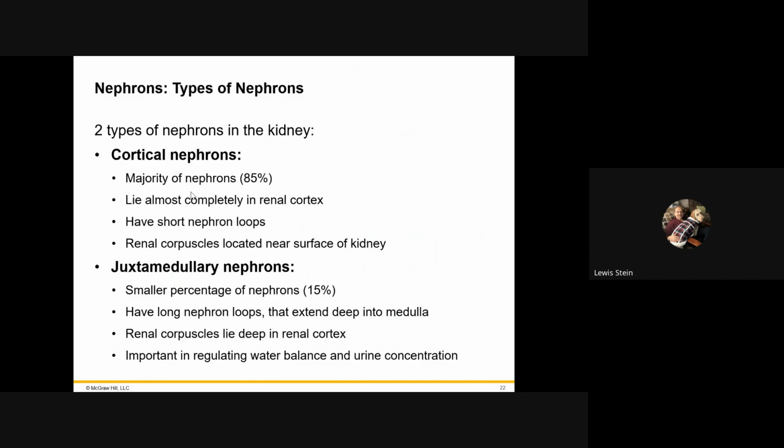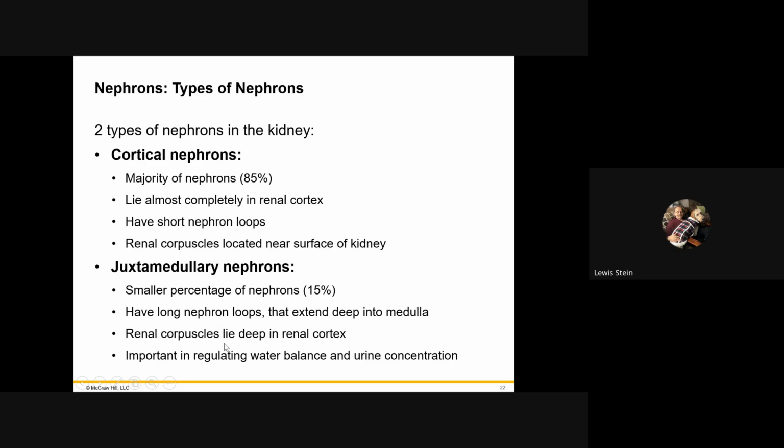Nephrons, you have a cortical nephron, and that's about 85%, really dealing with solutes, almost entirely in the cortex, short nephron loops. And again, the capillary beds are called peritubular, around the tubular capillary, and the juxtamedullary ones, about 1 out of 6, 1 out of 7. Those are the long loops of Henle.